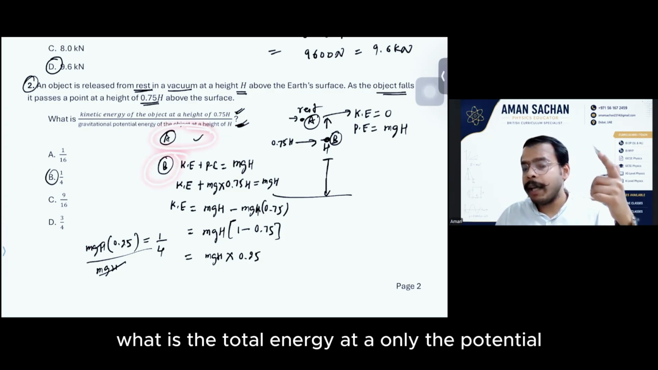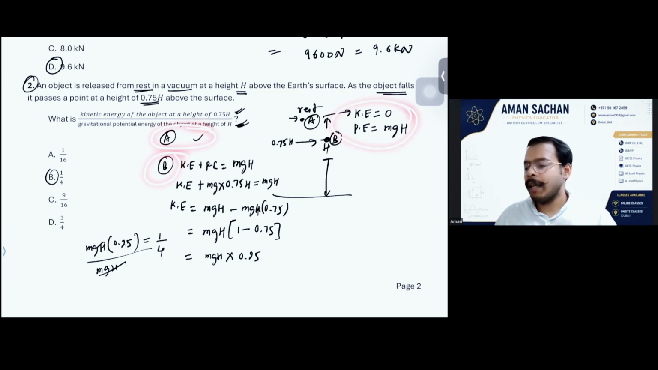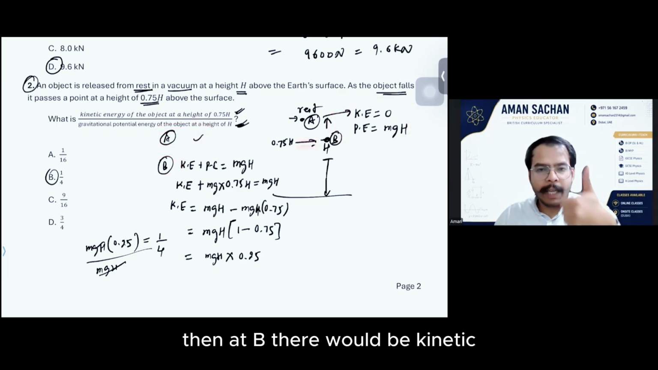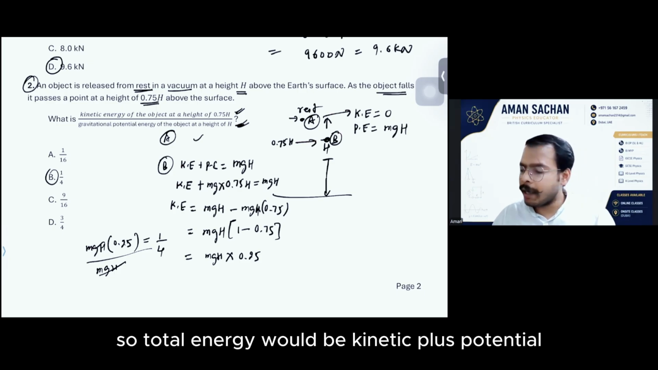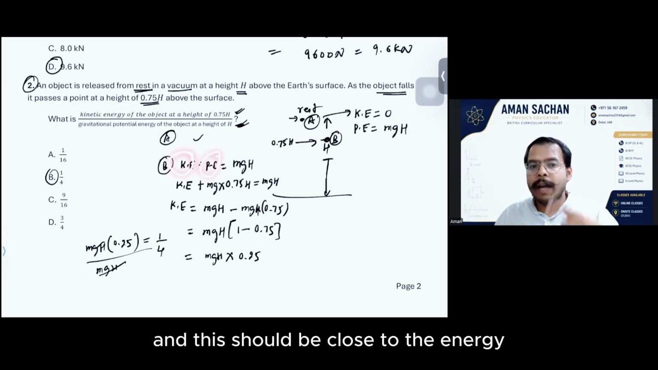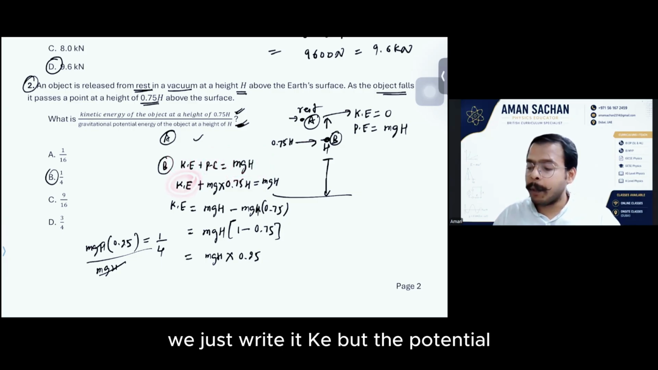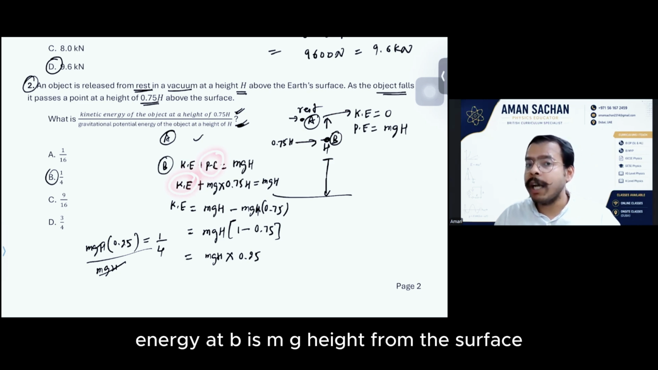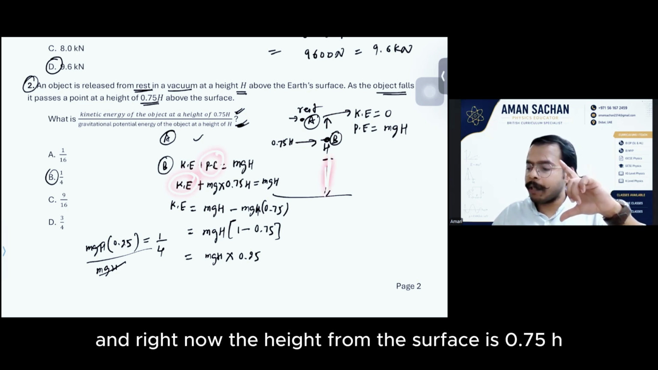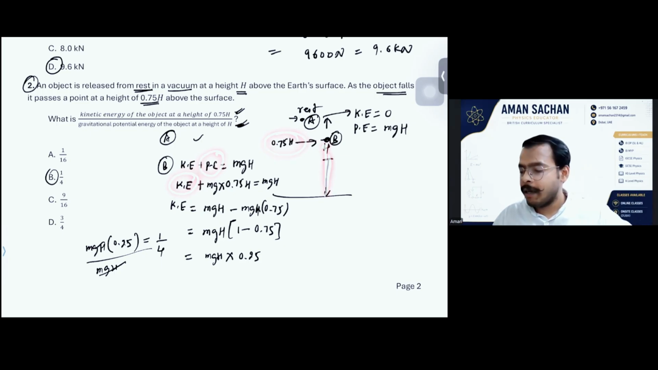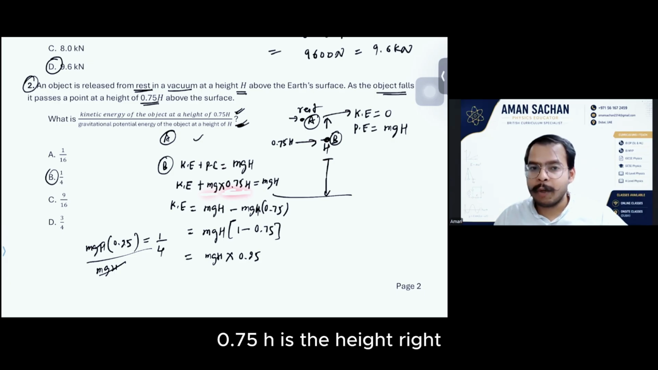What is the total energy at A? Only the potential energy. Then at B, there would be kinetic and there would be potential. So total energy would be kinetic plus potential, and this should be equal to the energy at A, correct? Which is mgH. Now the kinetic energy at B, we just write KE, but the potential energy at B is mg times the height from the surface. And right now the height from the surface is 0.75 h.